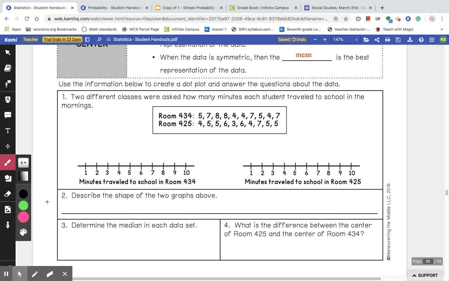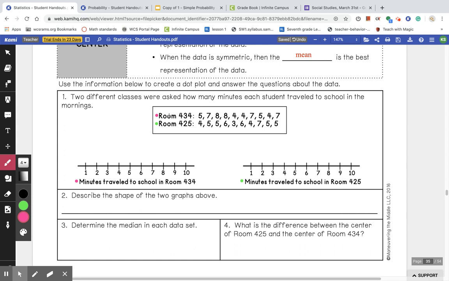All right, two different classes were asked how many minutes each student traveled to school in the mornings. So here's our information. We have room 434, and then we have 425. This number line down here is for 434. So let's just put pink. And then I'll use green for 425. So we have to plot this data.